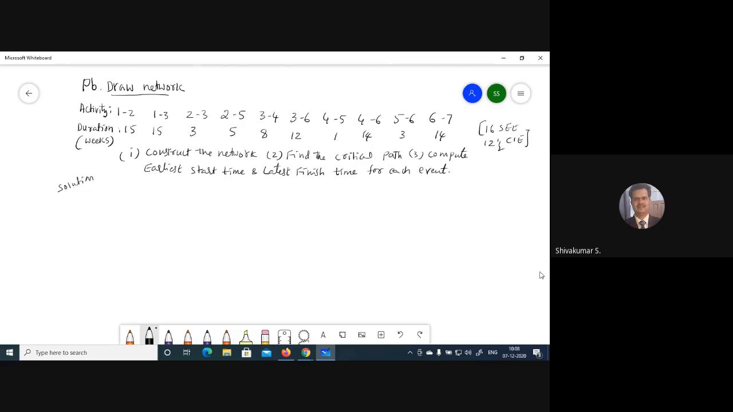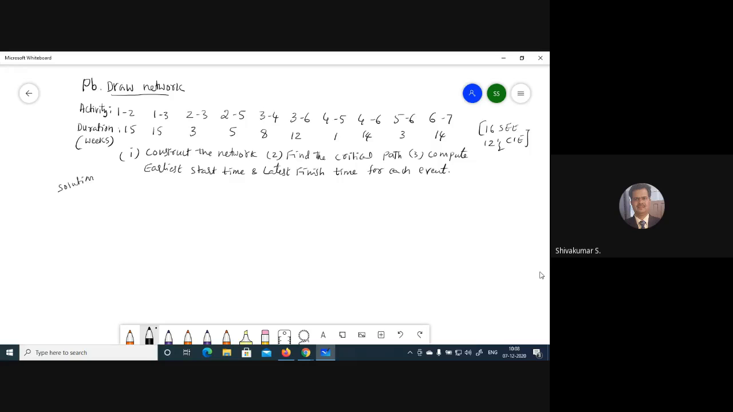You write down the problem now. Your problem is draw the network. So activities are given here: 1 to 2, 1 to 3, 2 to 3, 2 to 5, 3 to 4, 3 to 6, 4 to 5, 4 to 6, 5 to 6, and 6 to 7. And for each activity the duration is also given. Say for example, 1 to 2 activity requires 15 weeks to complete. 1 to 3 activity requires 15 weeks. 2 to 3 requires 3, and likewise 5, 8, 12, 1, 14, 3 and 14 weeks. So these are the durations given for each activity.